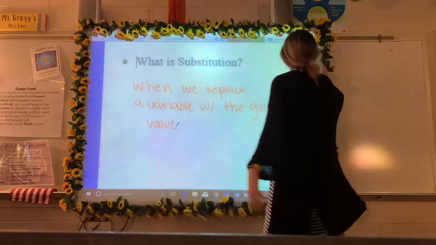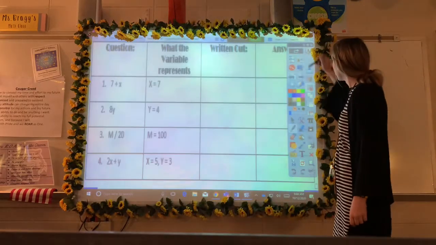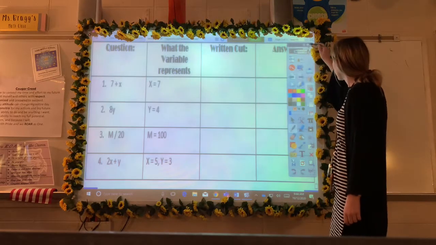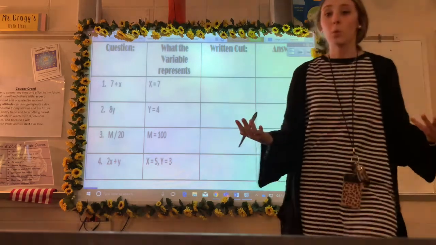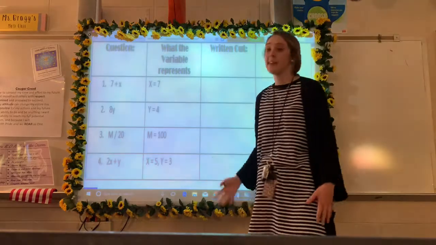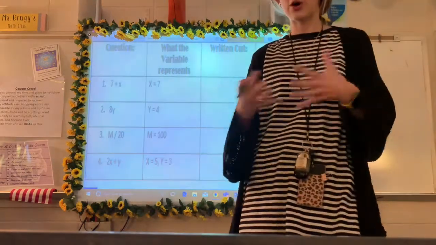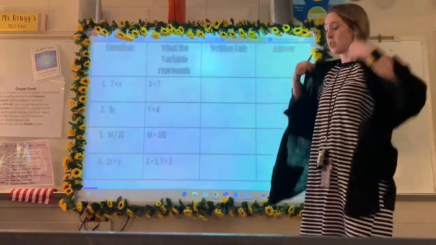So let's go ahead and get with it. Hopefully, like I said, you do have this sheet in front of you. If you don't, you might be a little confused as we go on. I'm going to walk through these 4 with you, and then the other 4 you'll do on your own. Hopefully it's not too much stress and not too hard to do.